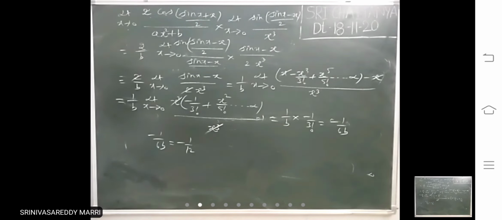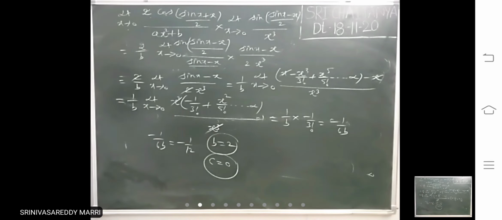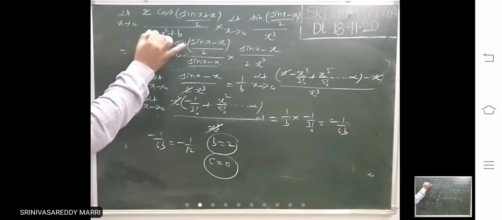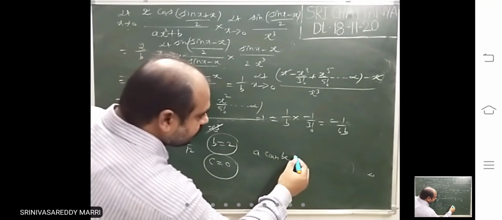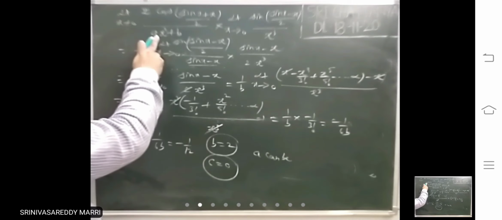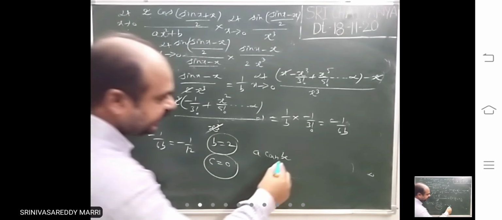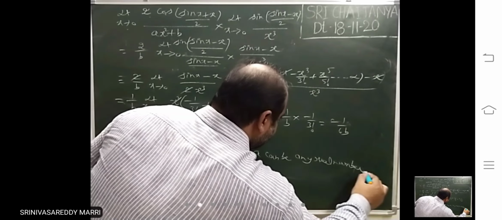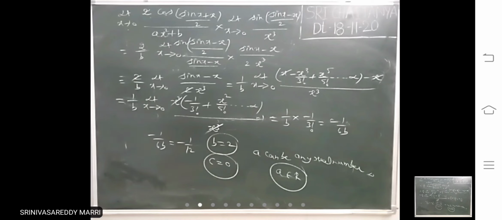That limit value is given as minus 1 by 12. That means the b value is 2. Already you got the c value as 0. As for a, there is actually no a here: if you substitute 0, a into 0 is 0. That means a can be any real number, since the limit does not depend on a. You can substitute any value, a into 0 will become 0. Therefore, a belongs to R means a can be any real number. So your required answer is option D.